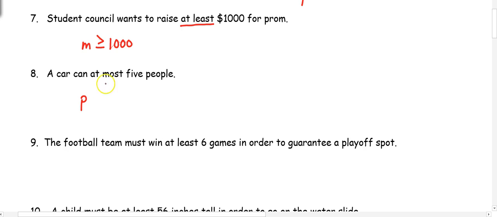Number 8, a car can hold at most 5 people. So we're going to say P. At most is our key phrase, which means 5 people can fit in or less. So we would have P is less than or equal to 5. Number 9, the football team must win at least 6 games in order to guarantee a playoff spot. So we have at least again. We're going to say G is greater than or equal to 6.